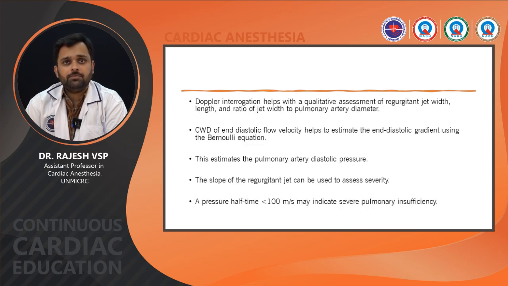Doppler interrogation helps with a qualitative assessment of regurgitant jet width, length, and the ratio of the jet width to the pulmonary artery diameter. Continuous wave Doppler of end diastolic flow velocity helps to estimate the end diastolic gradient using Bernoulli's equation. This estimates the pulmonary artery diastolic pressure. The slope of this regurgitant jet can be used to assess severity. A pressure half time less than 100 m/s may indicate severe pulmonary insufficiency.